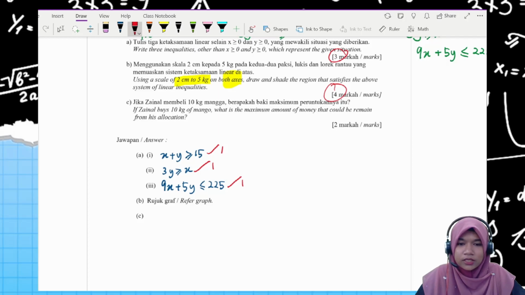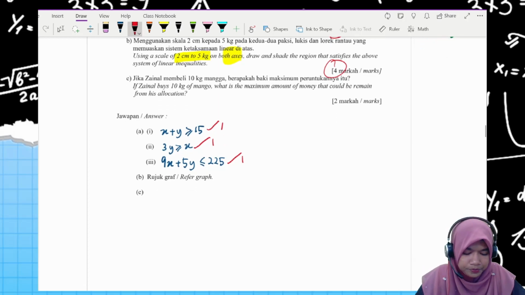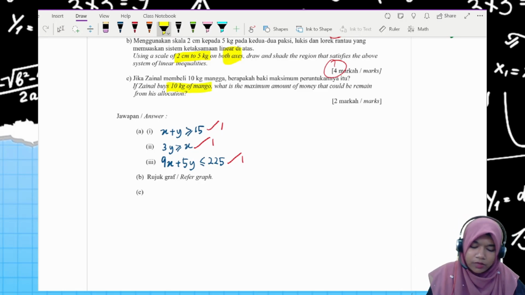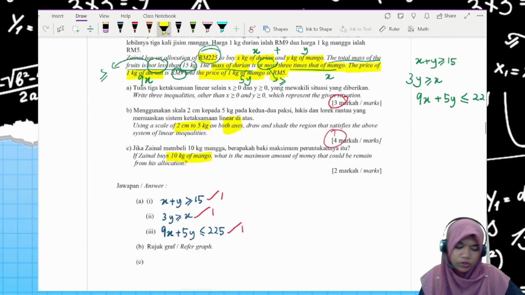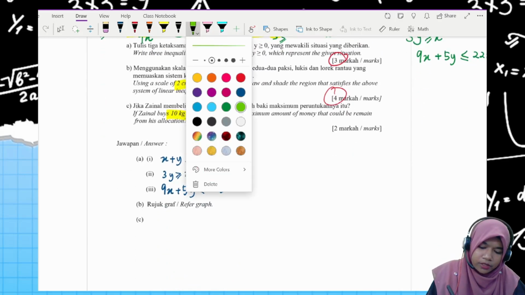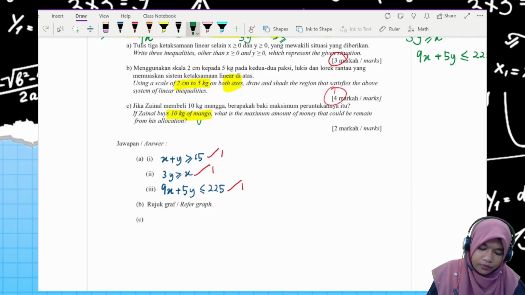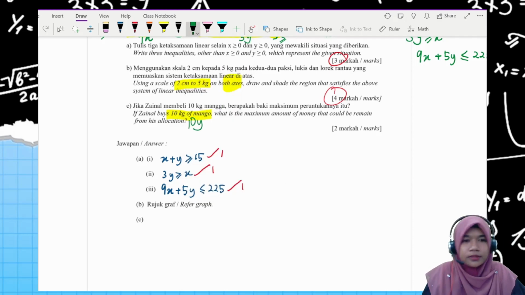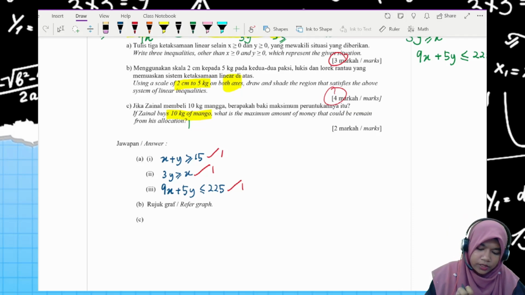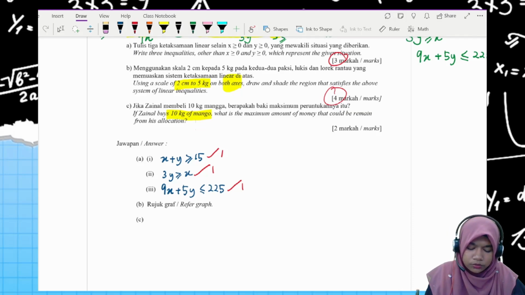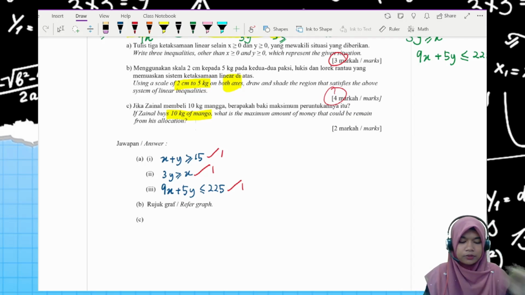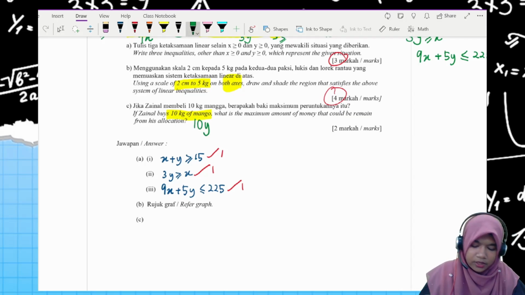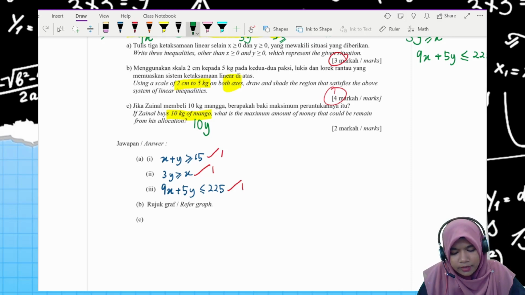Okay, the last question that I can discuss with you. If Zainal buys 10 kg of mango, 10 kg of mango is what? Lupa dah. Mango is y. So 10y lah. Sorry, bukan 10y ni, 10 kg of mango. Betul lah, 10y. What is the maximum amount of money that could remain?